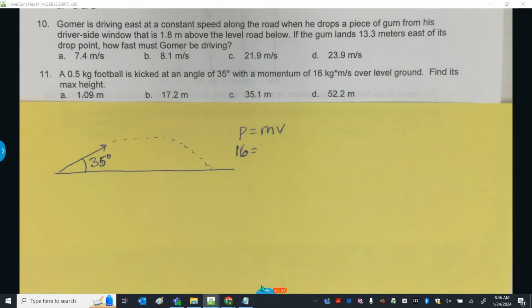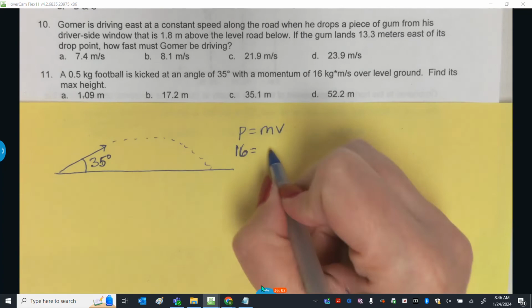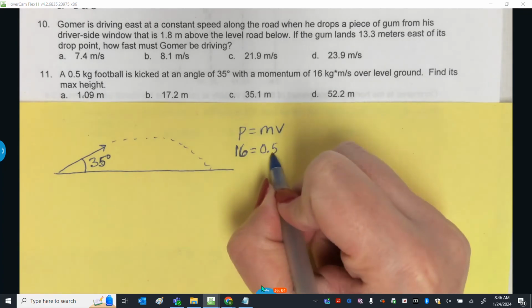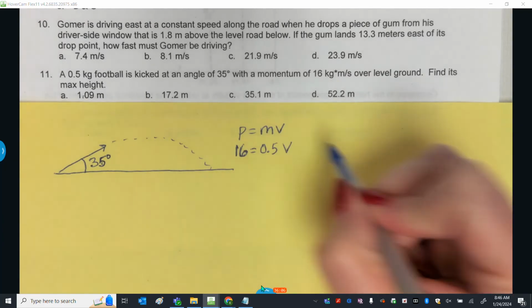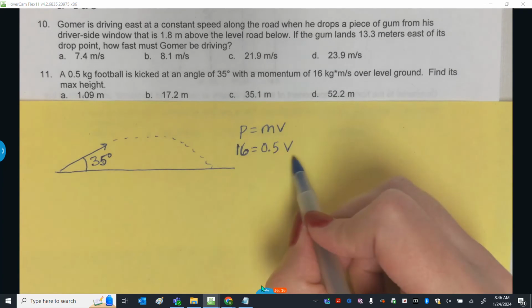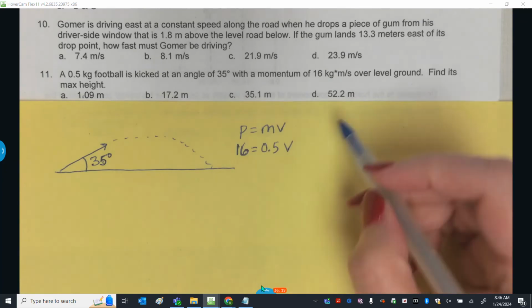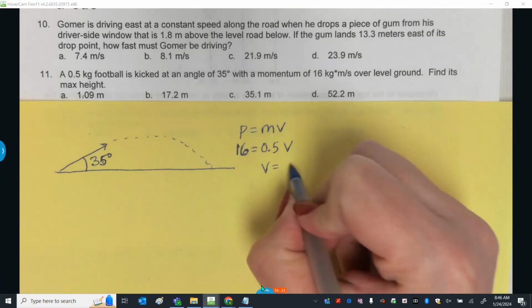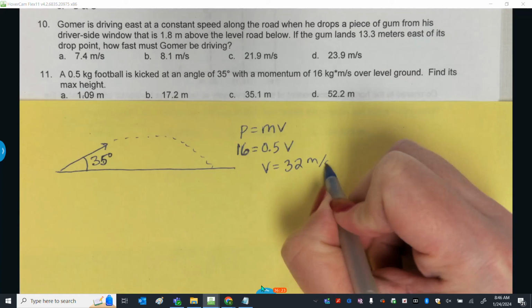because I can't use the momentum in my calculation. I need a velocity. The mass is 0.5 kilograms. It's already in kilograms. I don't have to do a conversion, so I can solve for the velocity like this. Pretty easy first step, but if you didn't do it, obviously you're going to run into problems. Okay, so if I divide both sides by a half or multiply by 2 effectively, then I know that my initial velocity is 32 meters per second.